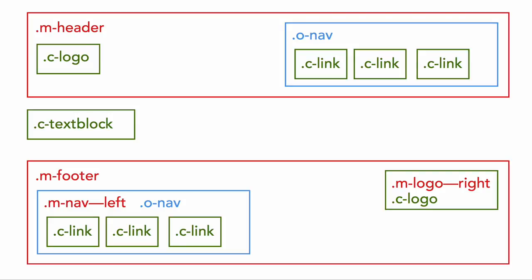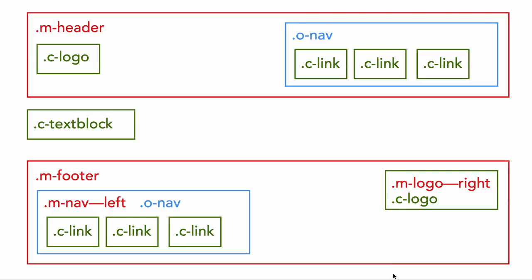So for this example, in the model footer, you can see that there is another class on the object navigation to have the navigation on the left side of the page, which is model specific. That's why it's in red. Similarly here, on the component logo, there is a model class to put the logo on the left.